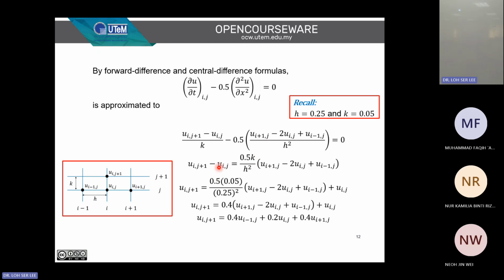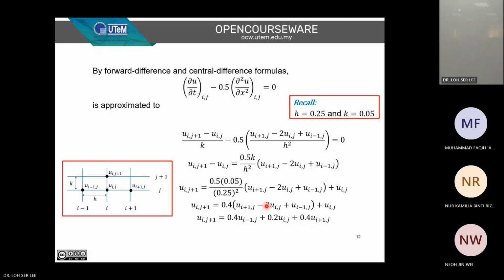Okay, then this one, we move it to the right here. And since you have the k and h values, so you just substitute the k and h values given by the question. Okay, so here that means you have 0.4 after you calculate. Okay, and this Uij is the same with this Uij. So we can expand. Okay, that means this 0.4, we open the bracket, and then we combine this with this one. Then you get this.